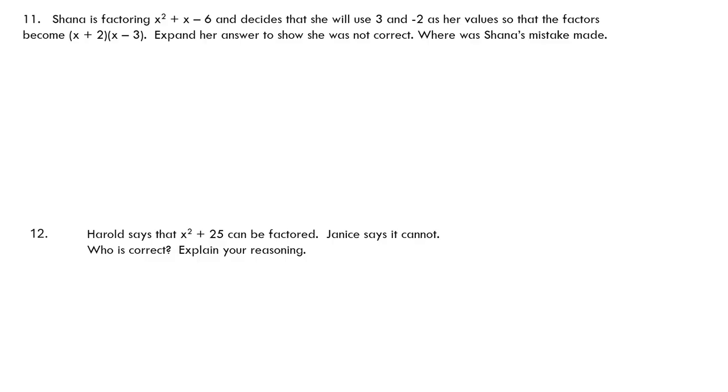Shanna is factoring x squared plus x minus 6 and decides that she will use 3 and negative 2 as her values, so the factors become x plus 2, x minus 3. Expand her answer to show she was not correct. Where was Shanna's mistake made?